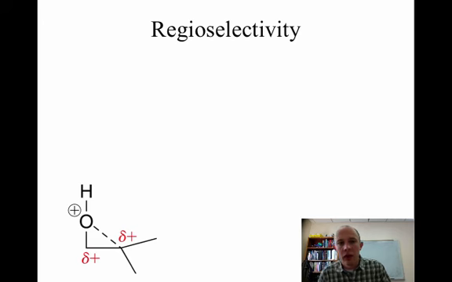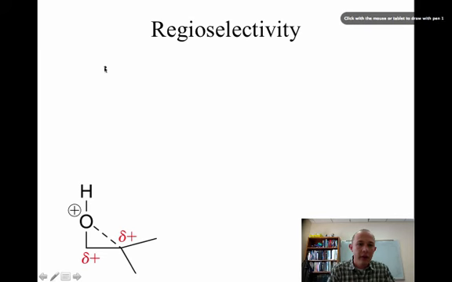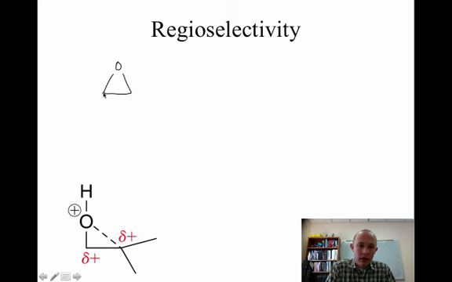Okay, so what about regioselectivity in this particular reaction? This can be a little bit tricky, right? So let's go back to this example that we had previously. We have a tertiary carbon, we have a primary carbon. With sodium hydroxide, this is an SN2-like reaction, so the hydroxide is going to attack the less hindered carbon. It's going to ring open here.